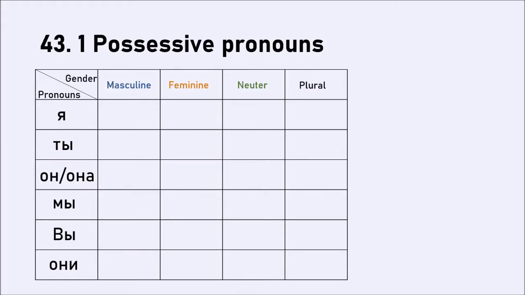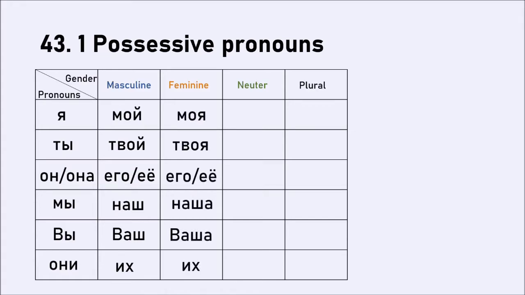So if you want to describe a noun belonging to you, and this noun is masculine, you would use these words. Мой, твой, его or ее, наш, ваш, and их. Once more. Мой, твой, его, ее, наш, ваш, их. Okay? Now for feminine nouns. Моя, твоя, его, ее, again, наша, ваша, их.